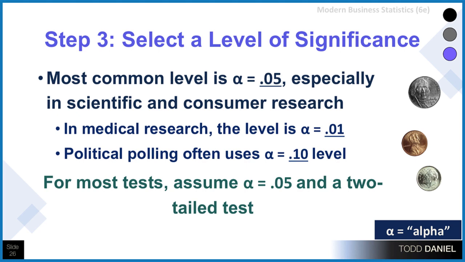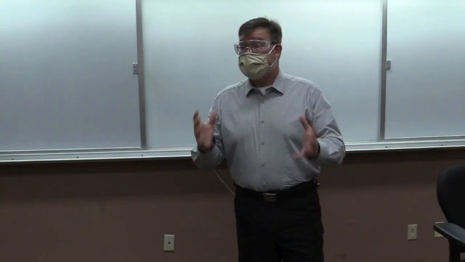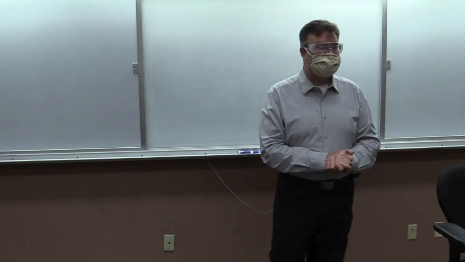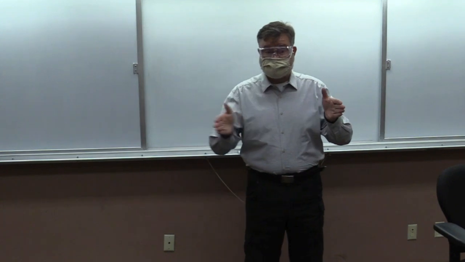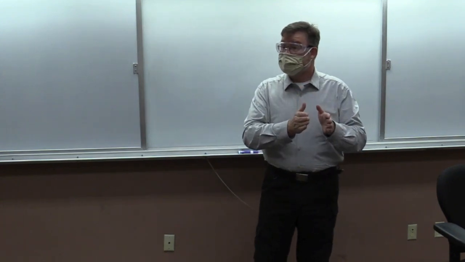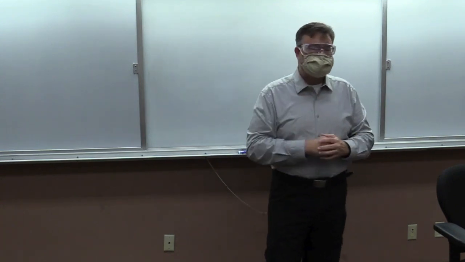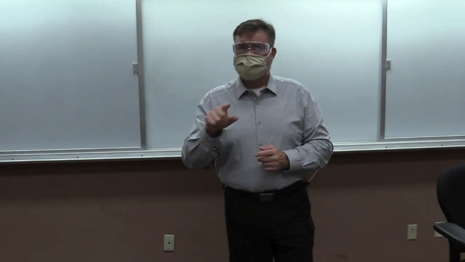And in political polling, where the cost of an error isn't that high, we might use a 0.1 level. And to illustrate this, I've used some coins. The 0.05 I've illustrated with a nickel, the 0.01 with a penny, and the 0.10 with a dime. And you can interpret your statistical tests using this allegory. Just think of a dollar, and a nickel is a 0.05 or 5 cents.